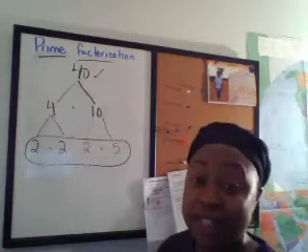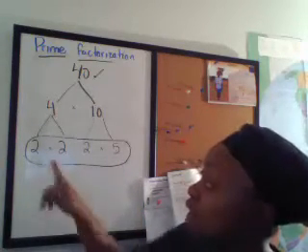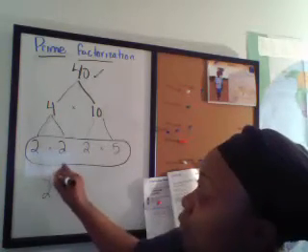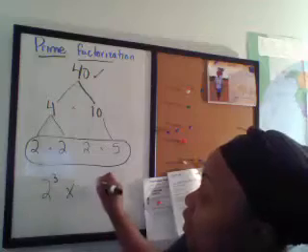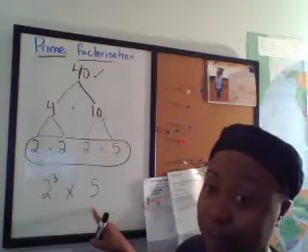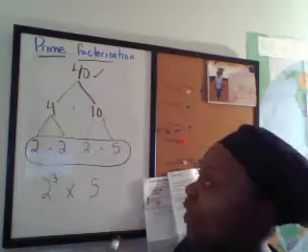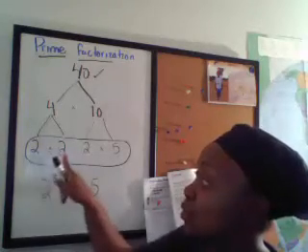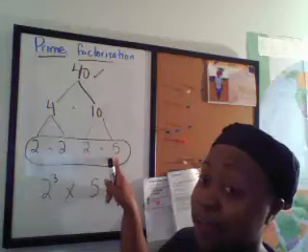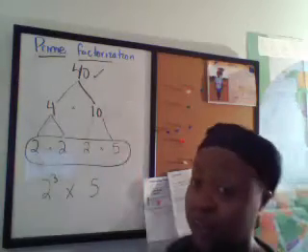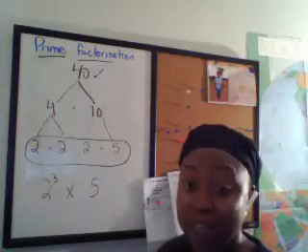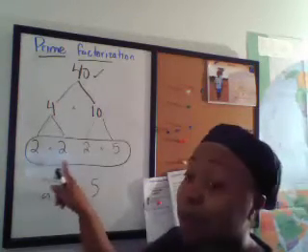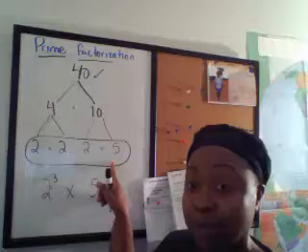Now, if I want to write this in exponential form, I have 1, 2, 3 2's. That will be 2 to the third power times 5. Bring down my 5. If I want to check my work, I can easily multiply 2 times 2 times 2 times 5, and my answer should be 40. Remember, the prime factorization of any number are the prime factors of that number.